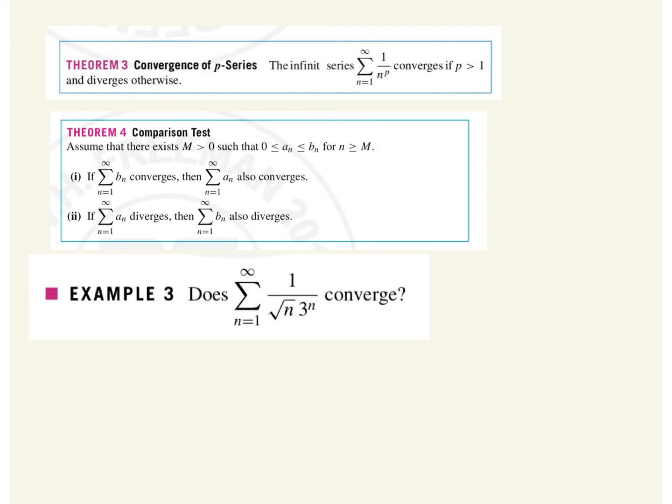If b sub n converges, b is the bigger one, then a would converge. If a diverges, then b is going to diverge. These theorems make sense when you see them by themselves, but you really have to pause and think, okay, which one's bigger? What conclusion did I come up with? Does it fit? Does it make sense?